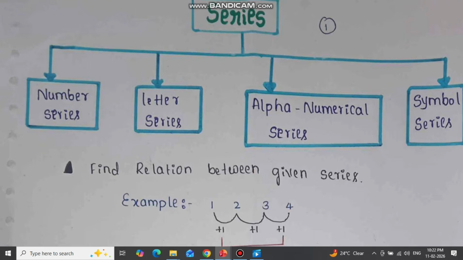So we'll take one example: 1, 2, 3, 4. In that, to 1 we add plus 1 and we get the second number. To the second number also we add plus 1 and we get 3. To the third number we add plus 1 and we get 4. So that is the relation or pattern of the given series that we have to identify.